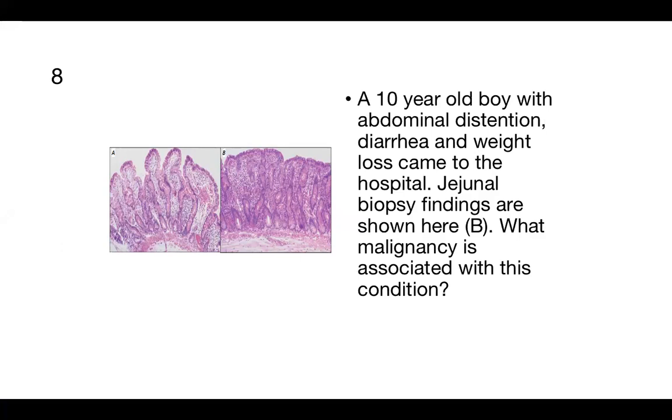Now, in this diagram, please remember one thing: A is normal and B is the pathological picture. A is normal, B is having problem.